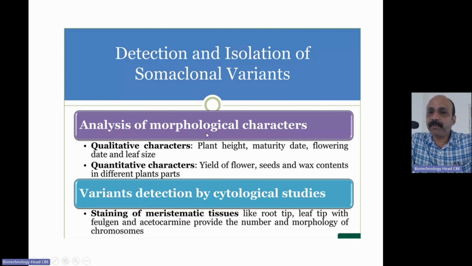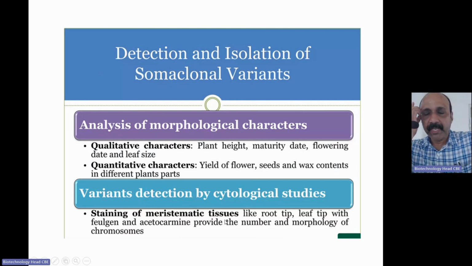So analysis of morphological characters. Just by looking at the morphology, the qualitative characters like plant height, maturity, then flowering, and quantitative characters like yield of flower seeds, wax contents, all these characters can be analyzed. Or cytological studies, if there are any changes in the chromosomes. Staining of the meristematic tissues, like the root tip, leaf tip, with Feulgen and aceto-carmine. So this will give the number and morphology of the chromosomes.